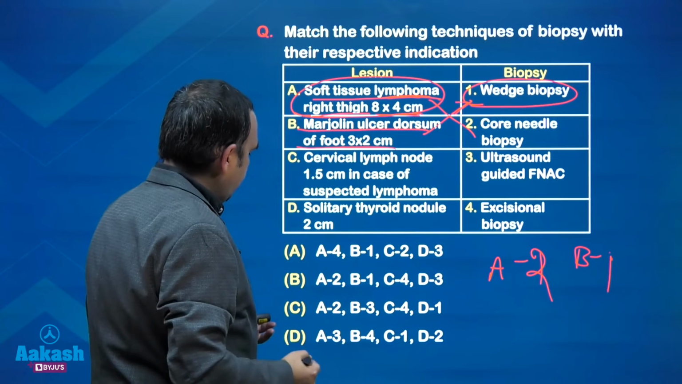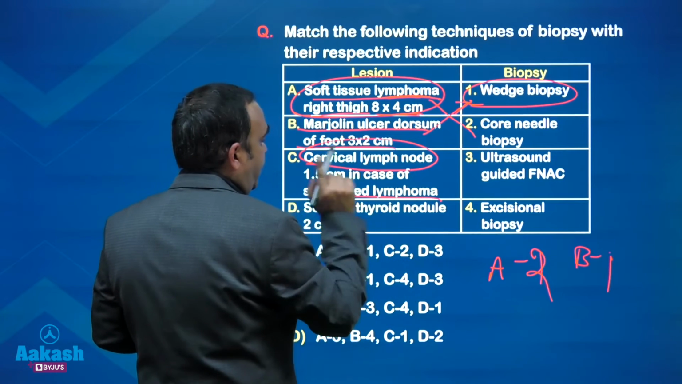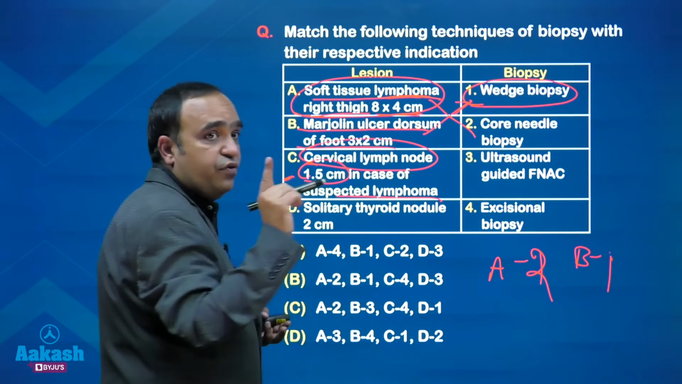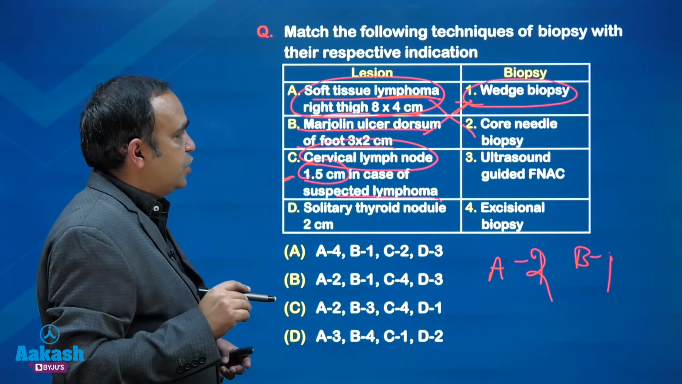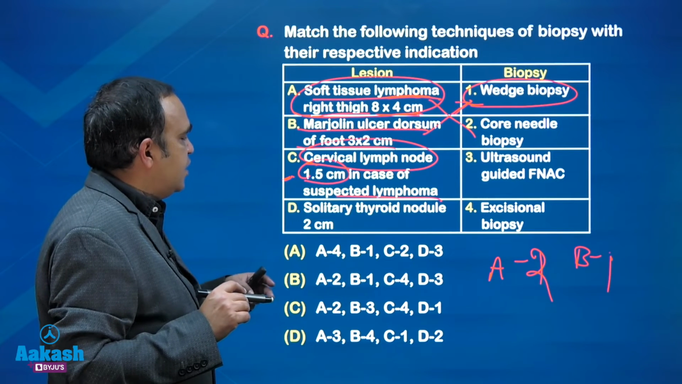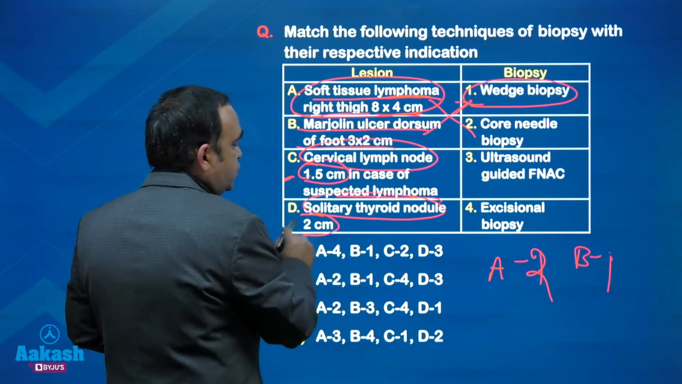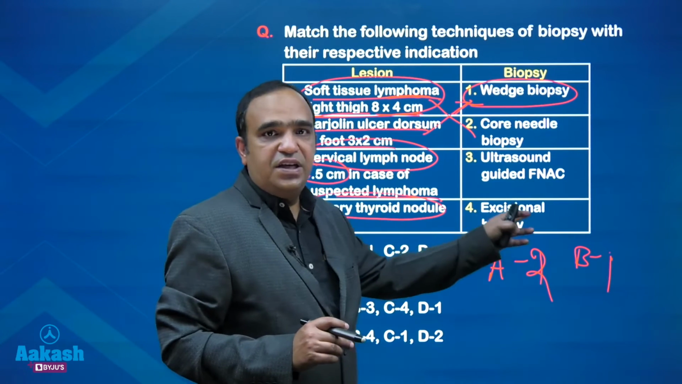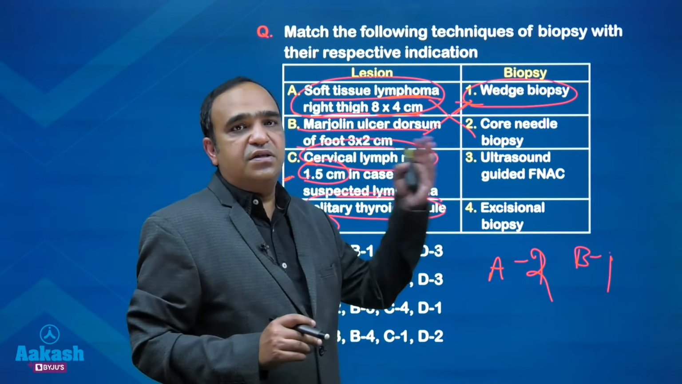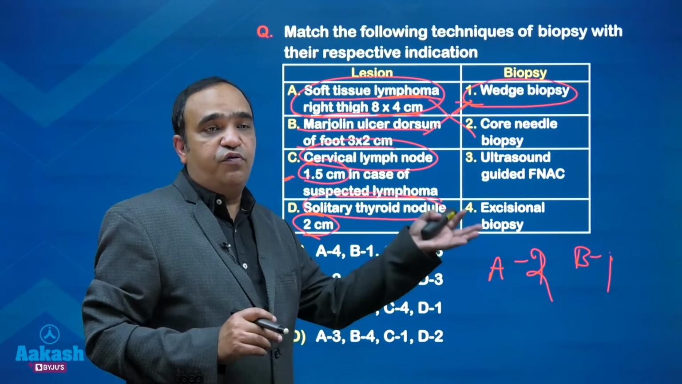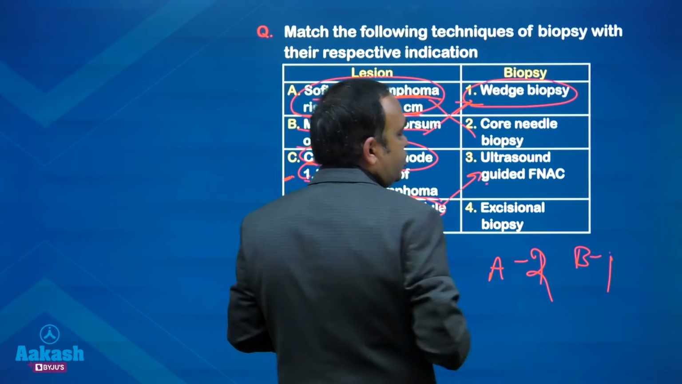Now choice C, cervical lymph node. Cervical lymph node, suspected lymphoma again, size important. Neck lymph node, suspected lymphoma, 1.5 centimeter. So we are left with two choices, ultrasound guided FNAC and excisional biopsy. Looking at the fourth choice also, solitary thyroid nodule, 2 centimeter. In a thyroid nodule, obviously you will not go for excisional biopsy, right? You will go for an FNAC first, label the diagnosis, and then go for definitive surgery. So for a solitary thyroid nodule, the correct answer is ultrasound guided FNAC.